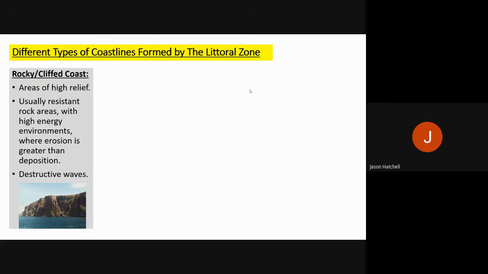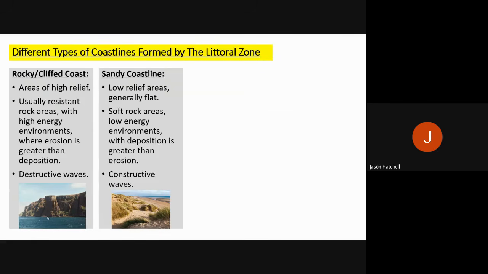So the first type of coast is a rocky or a cliffed coastline. And these are usually in areas of high relief, usually have resistant rock. They are high energy environments, and erosion in these places is greater than deposition. And you usually find destructive waves at these types of coastlines. And you can see there in the image on the bottom left, the type of coastline we're talking about here. So even though erosion rates are high, erosion overall actually takes a long time for this type of rock.